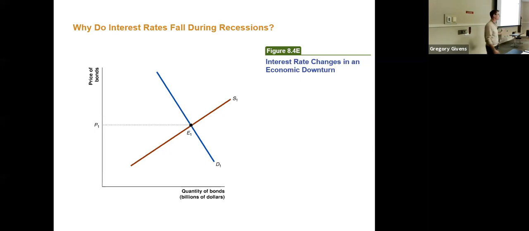Let's take this basic bond market model to try to help us understand the following observation. I don't know if you guys are aware of this, but during pretty much every past recession that we've had in the United States since at least the mid-70s, interest rates have gone down for the most part during those recessions. Okay, now before we illustrate this graphically, let me just show you proof of what I'm talking about.